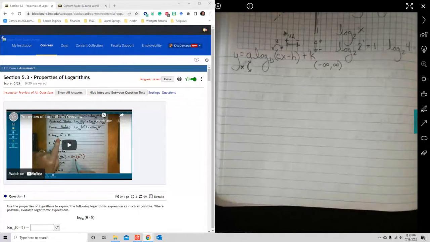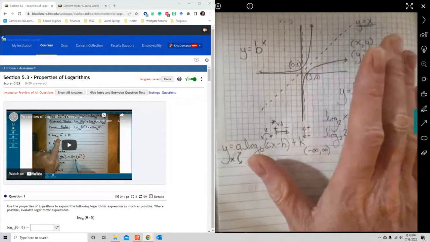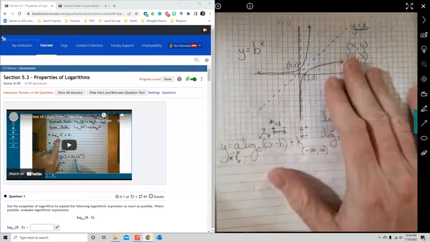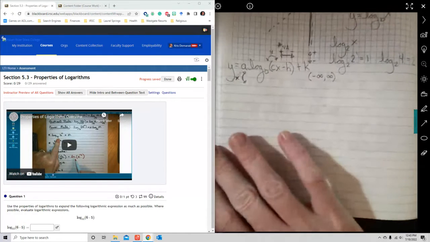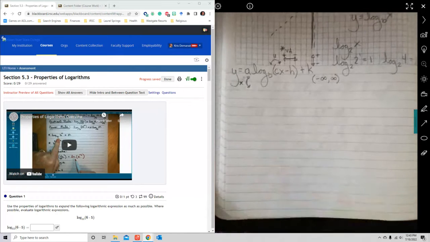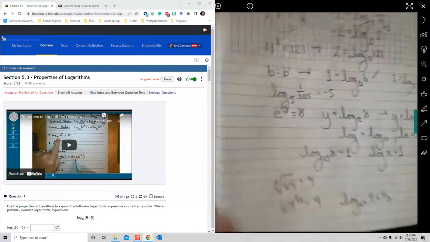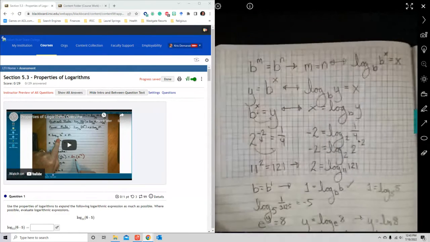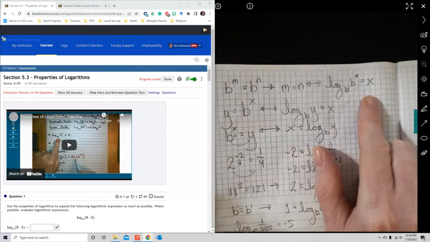All right, now we're going to look at section 5.3, properties of logarithms. As I recall, we just got done talking about the graphing of logs, and we talked about these different items that cause transformations, and you worked on a couple questions related to it. Now, we also talked about some properties before. If I go back to my notes, we talked about this property, for example.